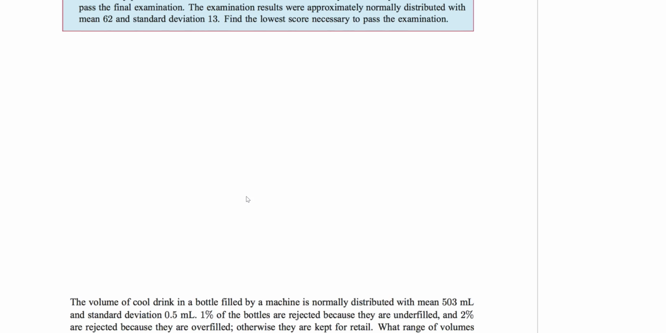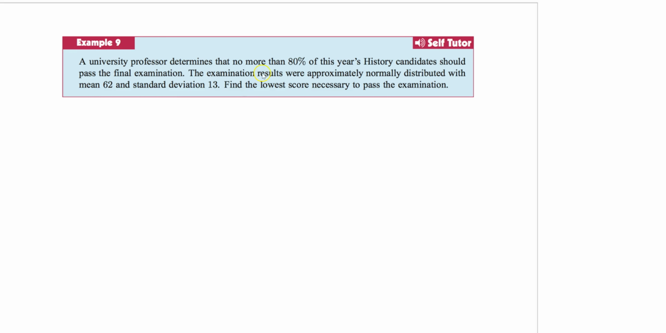Almost done. A university professor determines that no more than 80% of this year's history students should pass the final exam. That's harsh. I think 8% is a good percentage, though. The examination results were approximately normally distributed with a mean of 62 and a standard deviation of 13. Find the lowest score necessary to pass. Right? So we're going to use math to figure out how much we have to care in history. That sounds like my type of student.